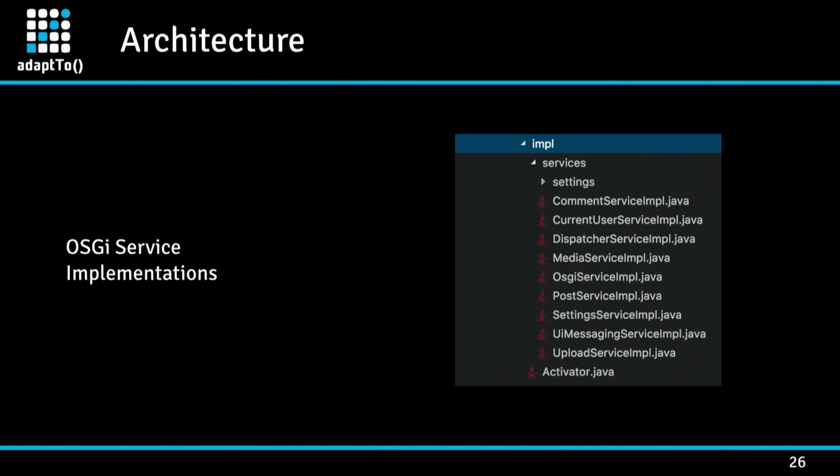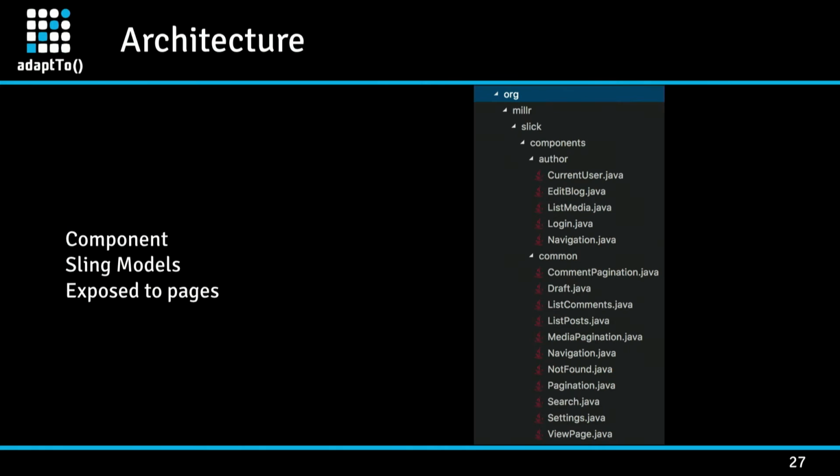So there's OSGi service implementations, of course. So comment service, current user service, dispatcher service, media service, OSGi service for writing configurations, host service, setting service, UI messaging service for sending messages to the UI, upload service. So hopefully that's a good separation of concerns.